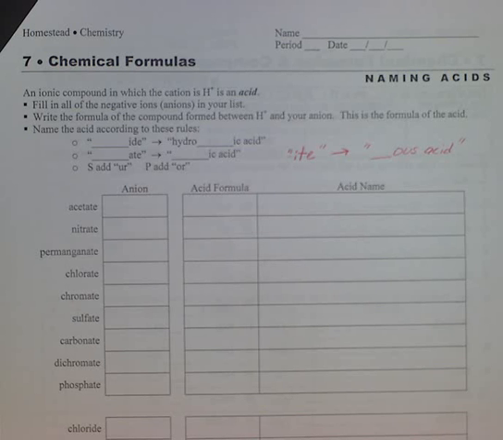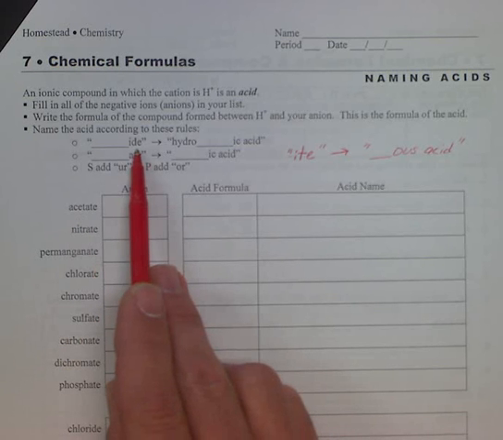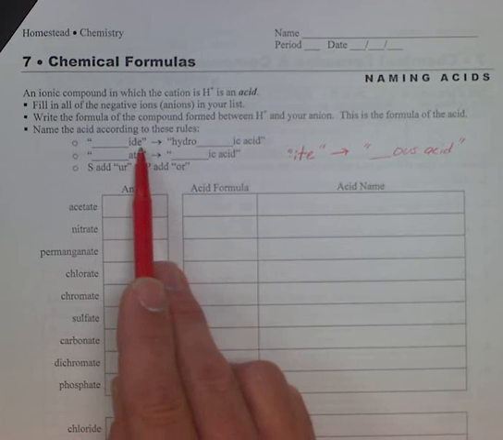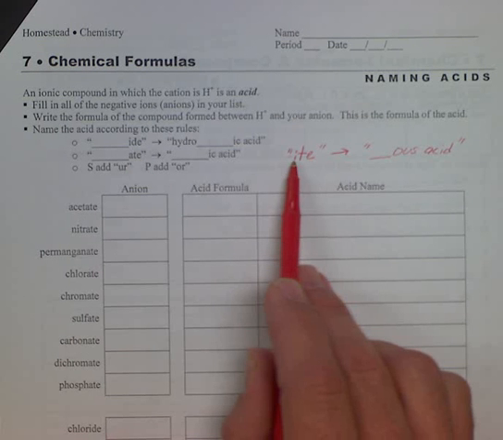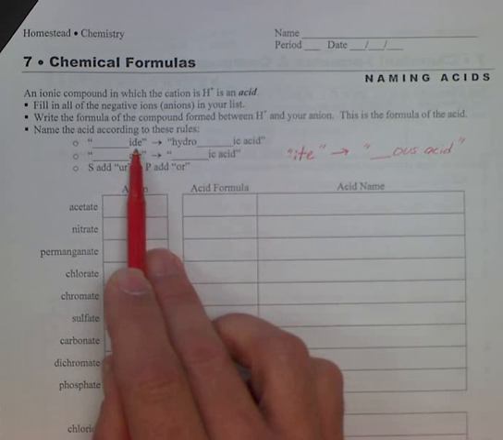So an acid contains hydrogen, which is a +1 charge, and any anion. Now anions have one of three endings, and hopefully you've begun to notice this as you practiced ionic and covalent compounds. Anions will either end in an IDE, an ATE, or an ITE ending. And so we use the ending of the anion that the hydrogen bonds with to determine how we're going to write the name of the acid.